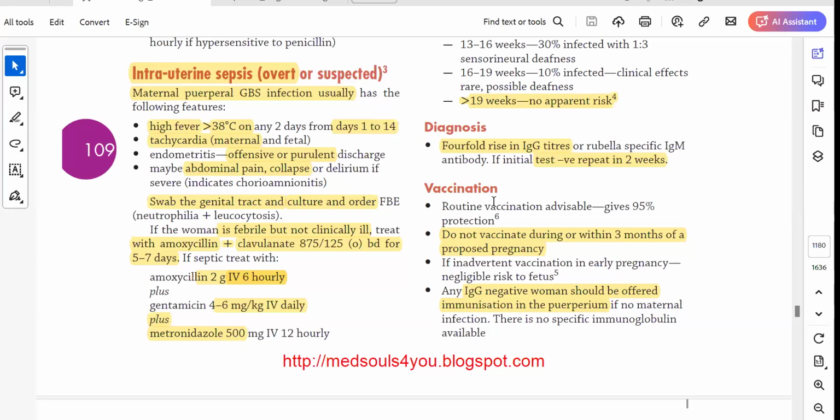But never ever encourage the mother that, yes, you should go for termination. It's not your choice, it's the mother's choice.